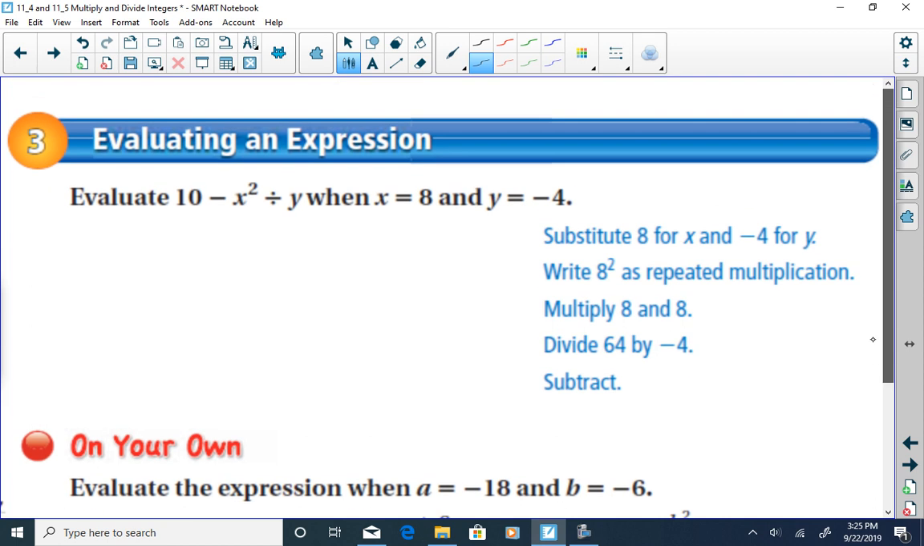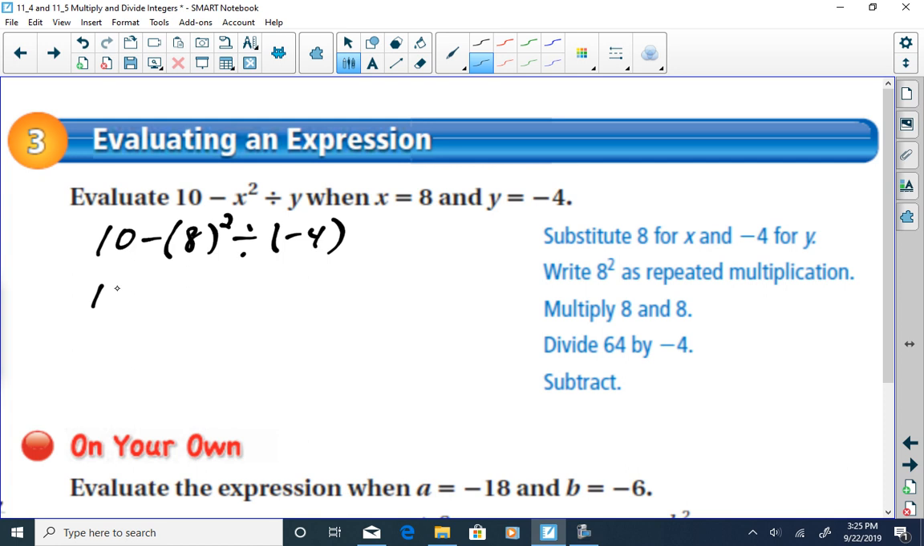Right, if I want to evaluate the expressions, I simply want to substitute. So I'm going to substitute 8 where I see an x, and I'm going to substitute negative 4 where I see a y here. So this is going to be 10 minus 8 squared divided by y, which we're going to replace with negative 4. Now, according to the order of operations, we have to do the exponent first. So that's going to be 10 minus 8 squared, which is 64, divided by negative 4.